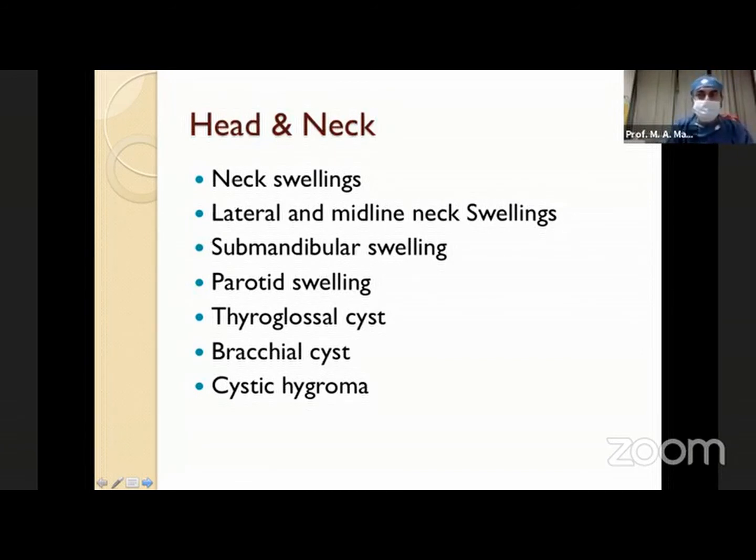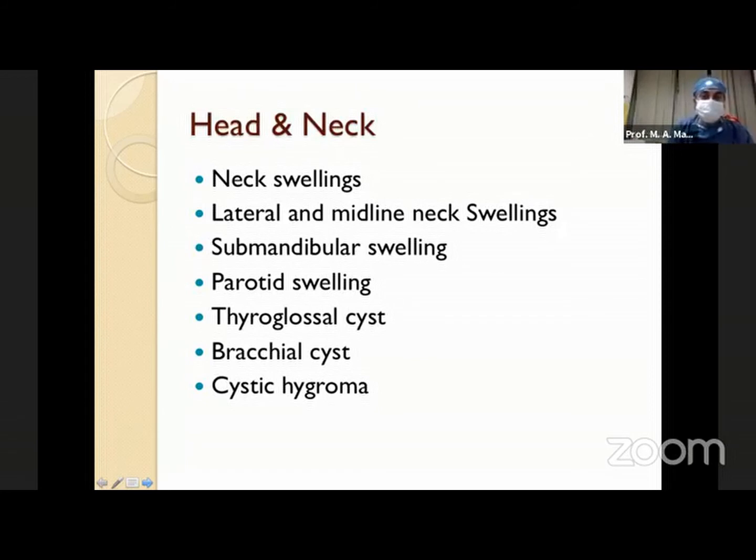This is named after Sistrunk, an American surgeon. The Sistrunk operation means excision of the cyst along with the central part of the body of the hyoid bone and some part of the core of tract tissue. So this is the Sistrunk operation, excision of the cyst along with the body of the hyoid bone. Why? To prevent recurrence. So that is thyroglossal cyst.